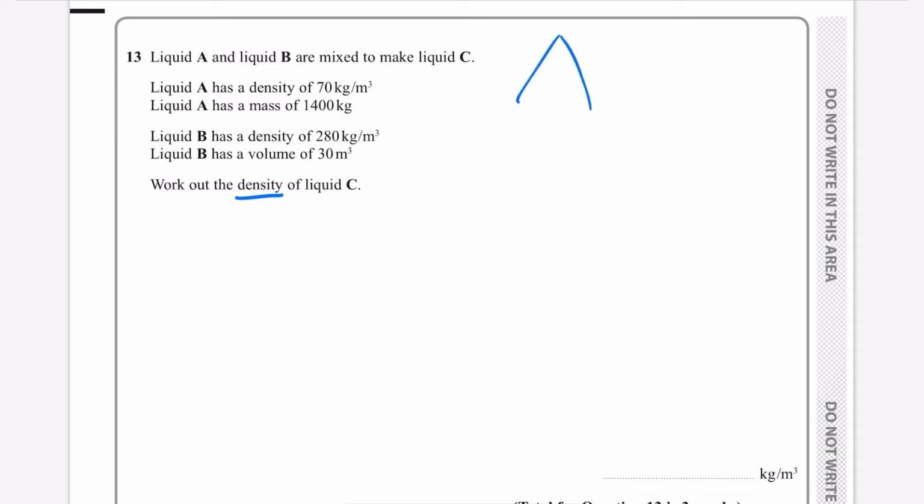Now you're going to need to know our MDV triangle, that we have the mass, the density, and the volume. It looks like they've told us a couple of things. For A, they've told us the density and the mass, but they haven't told us the volume, so I think we're going to need to find the volume. For B, they've told us the density and the volume, so it probably makes sense to try and find out what the mass is equal to. And then we'll tackle the question that we've got here afterwards.